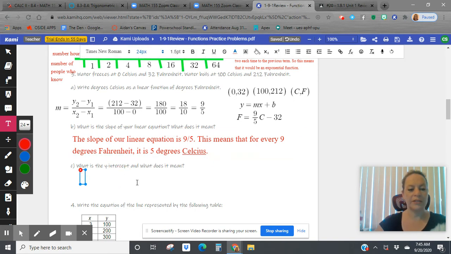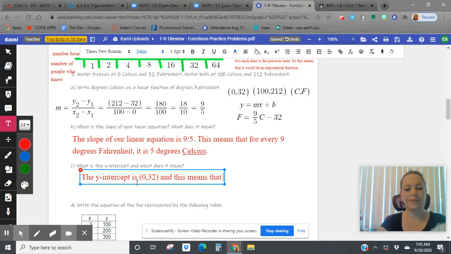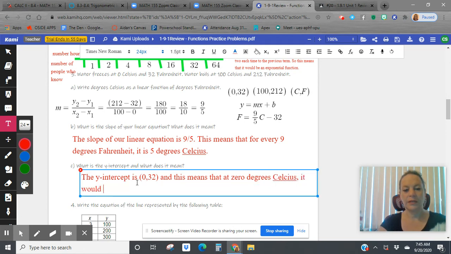What is the y-intercept and what does this mean? The y-intercept is (0, 32), and this means that at 0 degrees Celsius, it would be 32 degrees Fahrenheit.